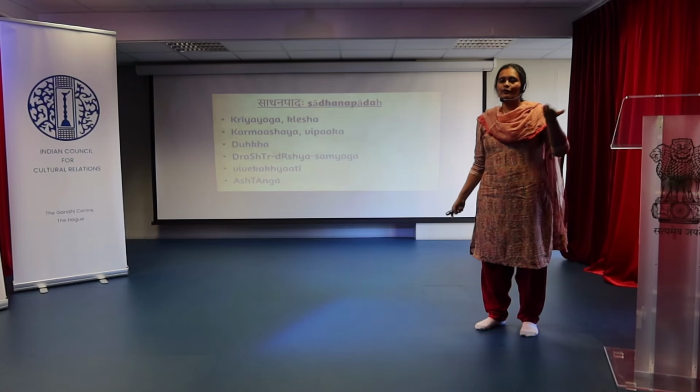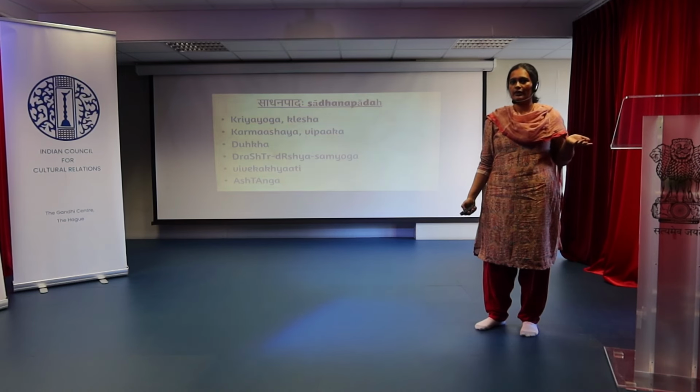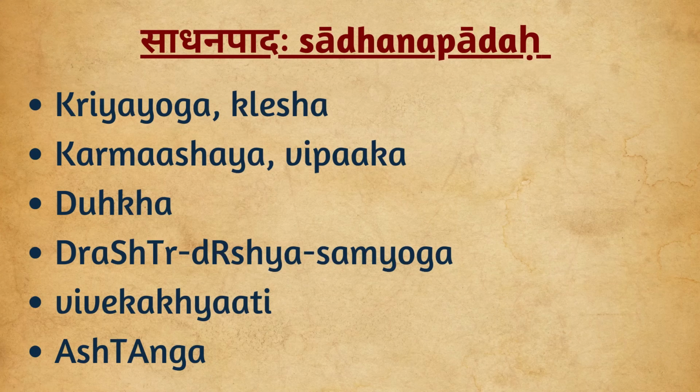When I told about the Sankhya philosophy, I told about the three types of dukkha that the Sankhya philosophy considers. And then there is this topic about drashtra drishya samyoga. Drashta refers to the purusha, and drishyam refers to prakriti. So when I discussed the Sankhya philosophy, I discussed prakriti and purusha. The relation between the two is discussed in this section. And then viveka khyati is the discriminatory power to know which is prakriti and what is purusha. That is discussed here.